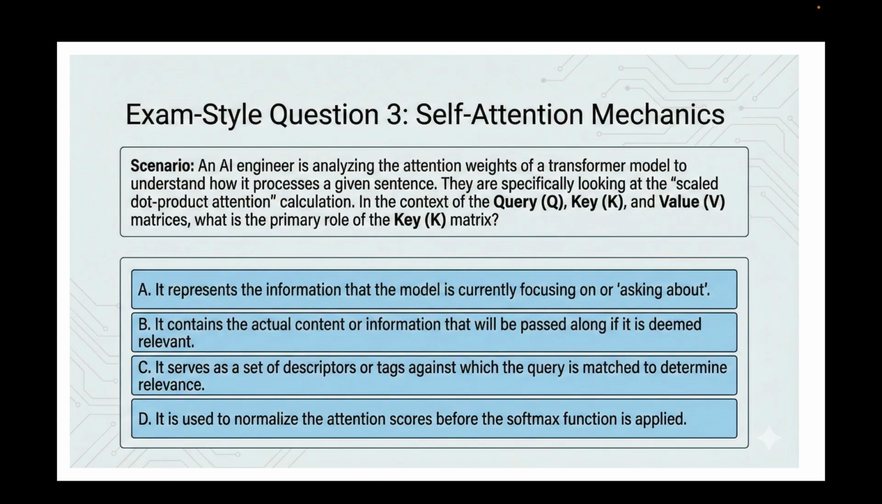Question 3. An AI engineer is analyzing the attention weights of a transformer model to understand how it processes a given sentence. They are specifically looking at the scaled dot product attention calculation. In the context of the query, key, and value matrices, what's the primary role of the key matrix? Think back to our filing cabinet analogy.